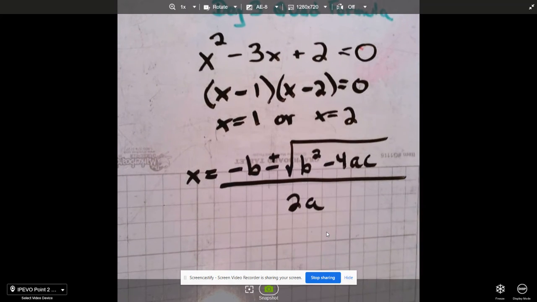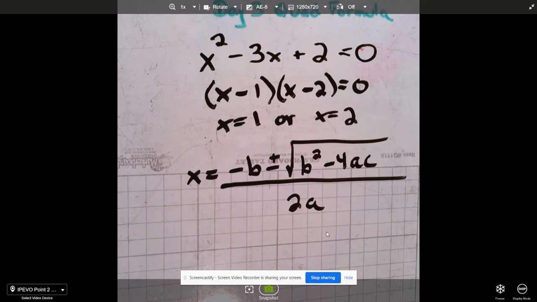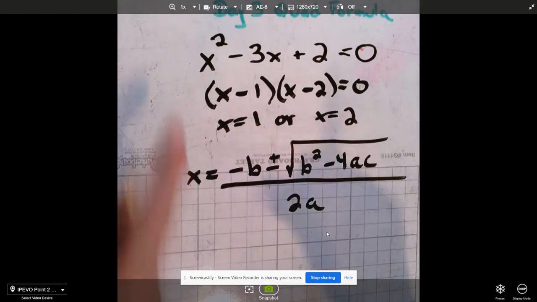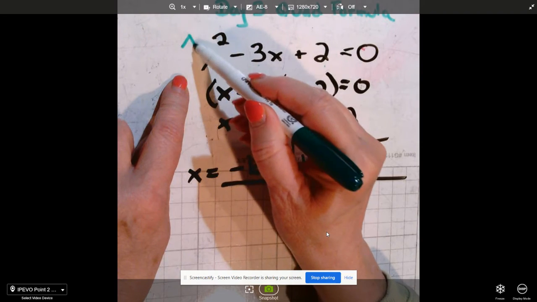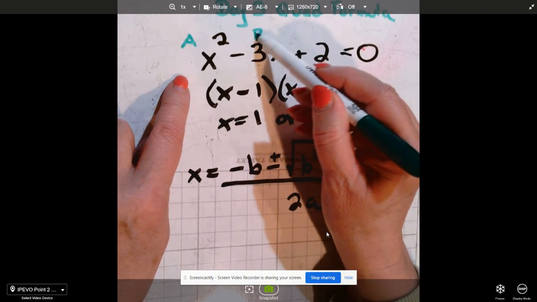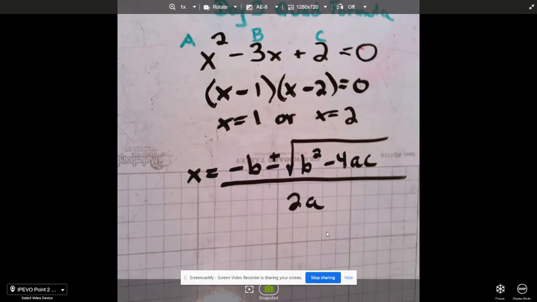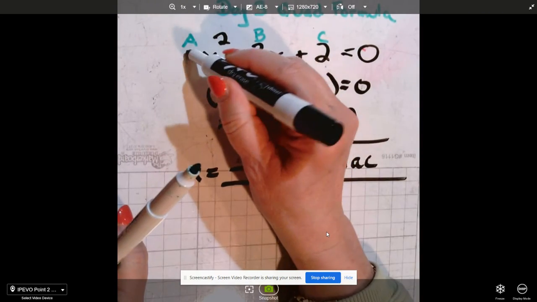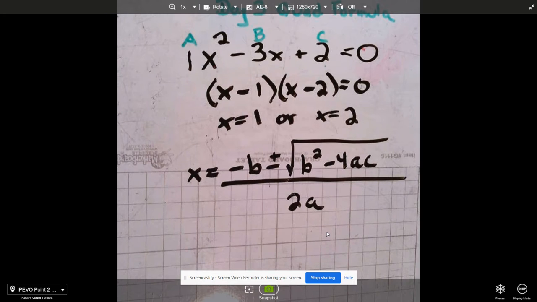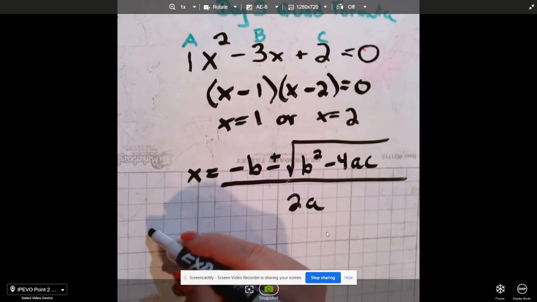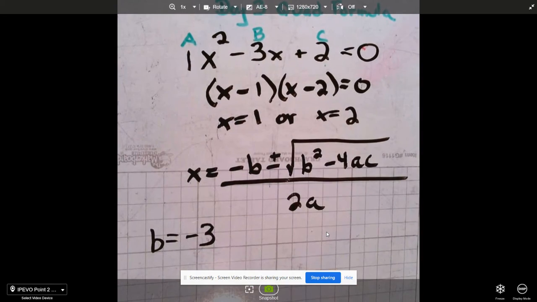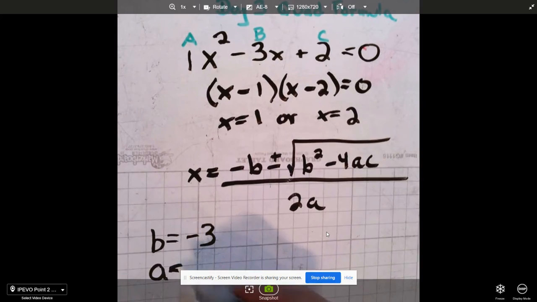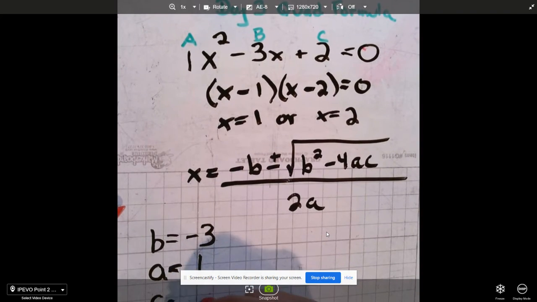Well, what does that all mean? So if you take a look at your original equation, this would be your coefficient A, this here is your coefficient B, and this here is your coefficient C. Now, in this case, there's nothing in front of that, so A is just going to be 1. My B is going to be a negative 3. Make sure you take the sign with it. My A is going to be 1, and my C is going to be a 2.